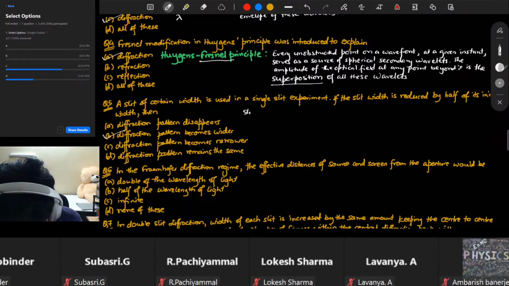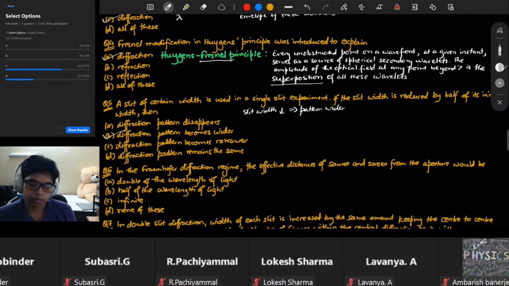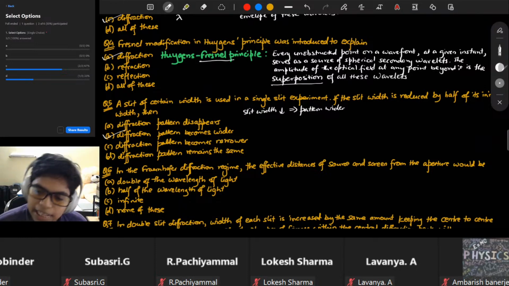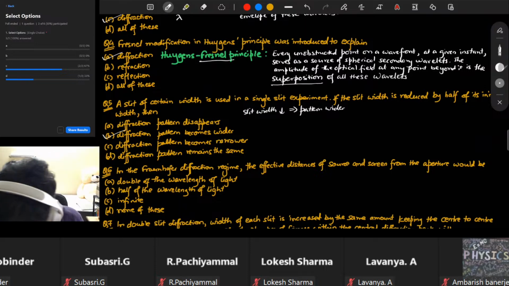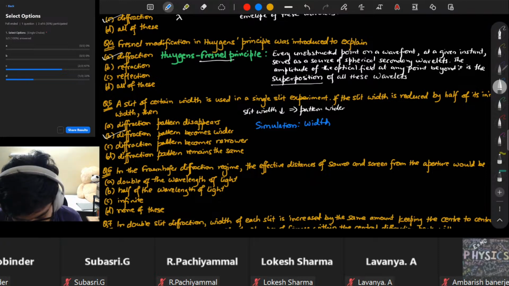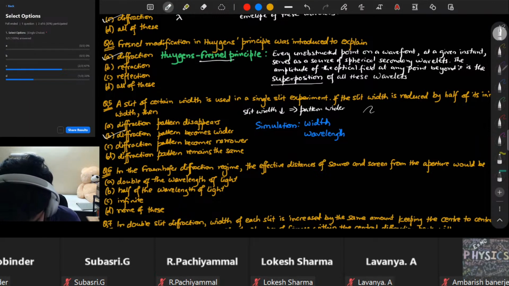So if my slit width goes down, then the pattern becomes wider. On the contrary, if my slit width increases, then my pattern becomes narrower. So that's the inverse relation between the aperture size and the diffraction pattern. In the simulation, I will show you the diffraction pattern as a variation with width as well as its variation with wavelength. And let me write down the intensity for the single slit diffraction pattern. The single slit diffraction pattern is given as follows.